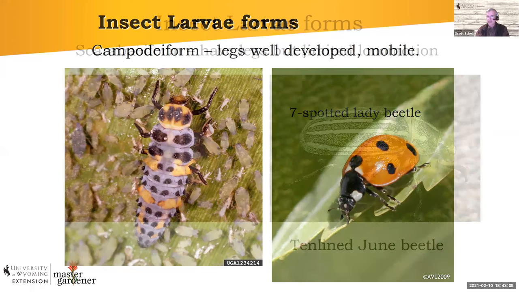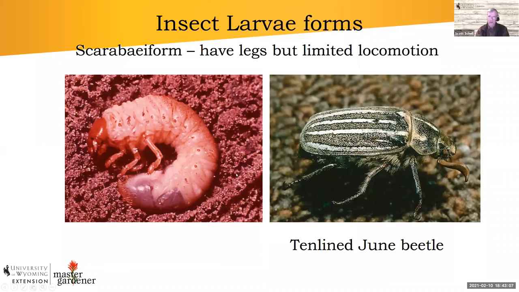Scarabiform, they have legs but have limited locomotion. So most of the time with scarab beetles, they're kind of chewing their way through the soil and the roots of plants like turf grasses. And if you disturb them, you dig them out, they curl up in this really characteristic form here. So the tin-lined June beetle, and then that's its larval form, or grub is an actual accepted term for the larvae of beetles.